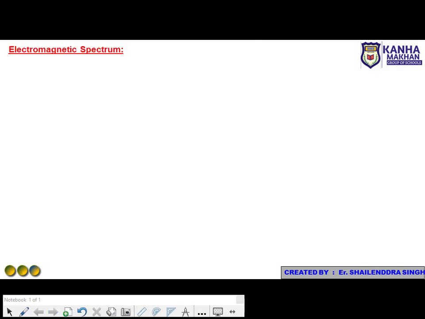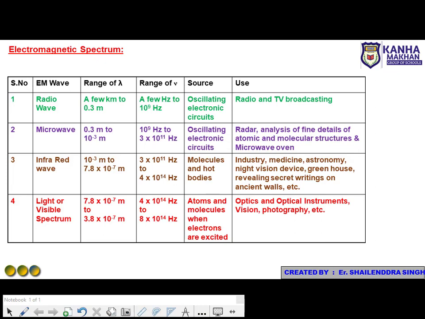Okay. At the last of the study of this particular unit as well as chapter, electromagnetic waves, now we will discuss the electromagnetic spectrum. There are 7 types of electromagnetic waves. I will discuss the name of the waves as well as their ranges, wavelength as well as frequency, and what is the source and use of them.